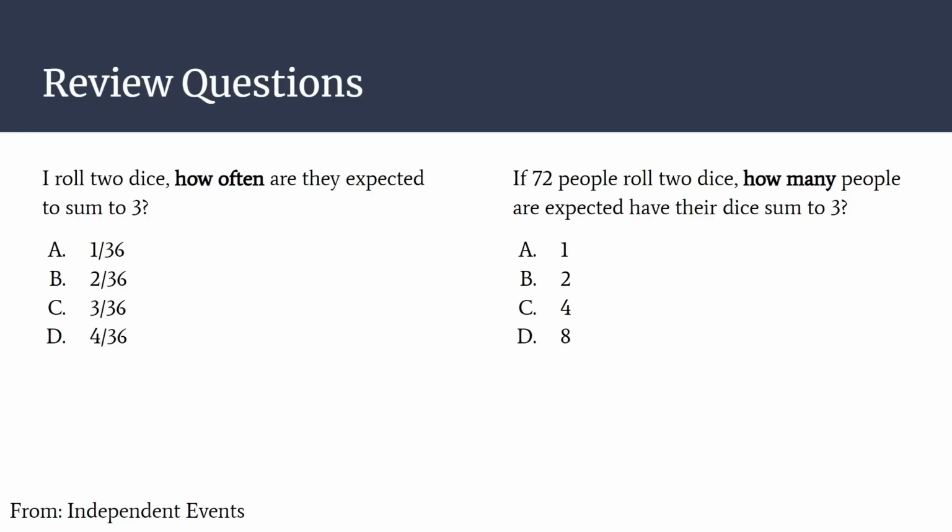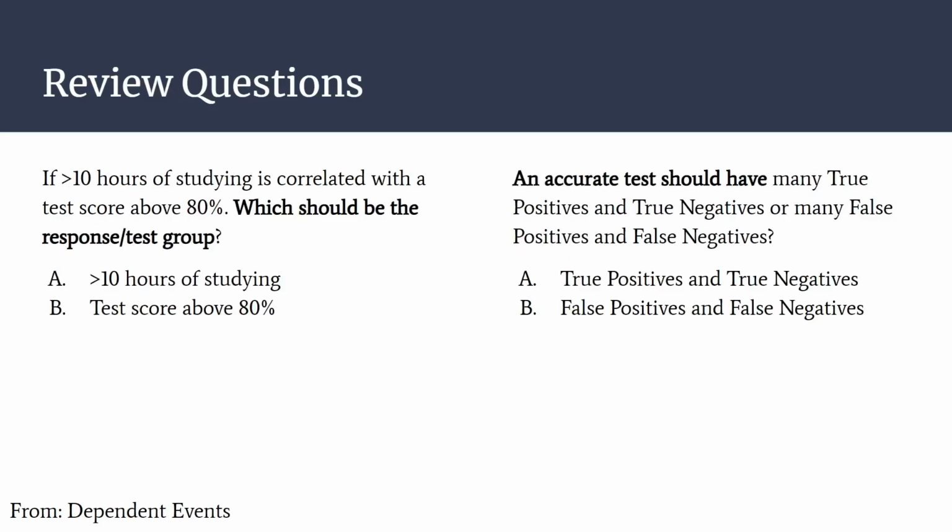All the individual probabilities summed together show that 4 people are expected to have their dice sum to 3. These next questions are based on the dependent events lines.